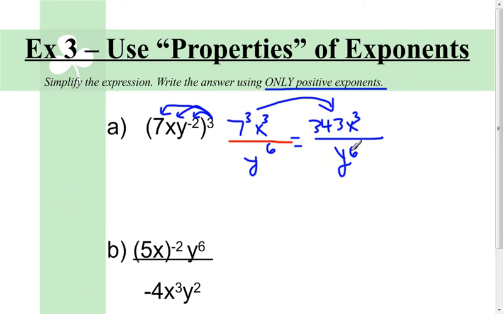By the way, this x to the third and this y to the 6th do not cancel out because they do not have the same base. One is x, one is y. For them to cancel out, they have to have the same base.